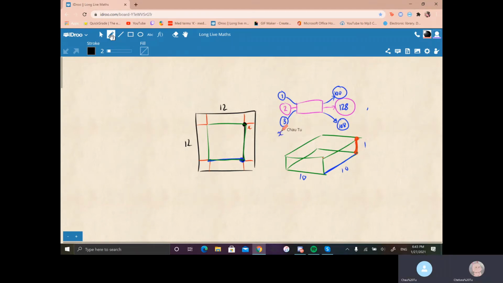So we're going to call this variable x. So x is going to represent the width of our square. So 12 minus 2x is the length. And then what's this then? 12 minus 2x.